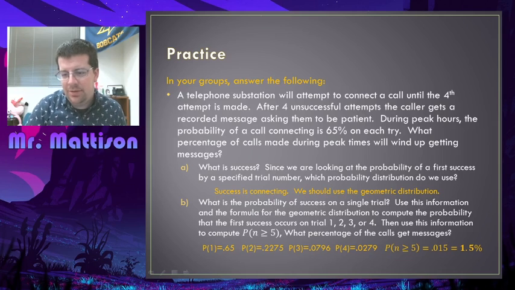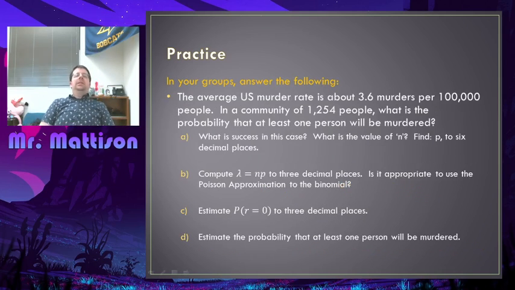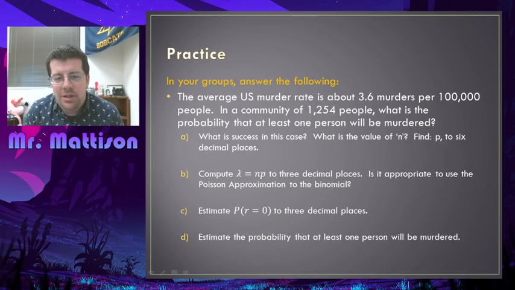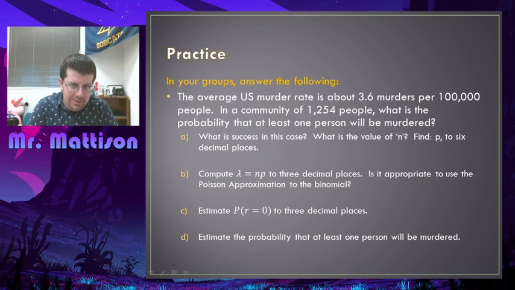All right. So the last one that we have here is this one. Again, read through it, then pause it, read through it, and answer those questions, then come back here. All right. So the average murder rate is about 3.6 murders per 100,000 people in the US. So in a community of 1,254 people, what is the probability that at least one person will be murdered?